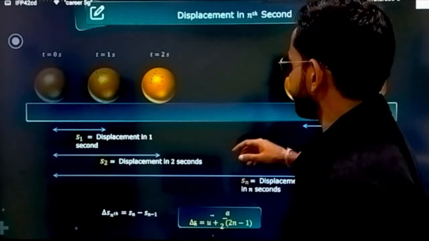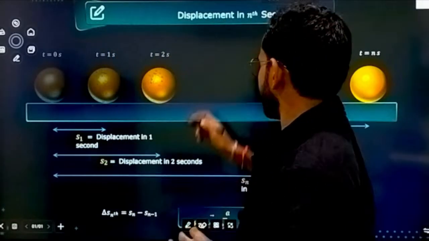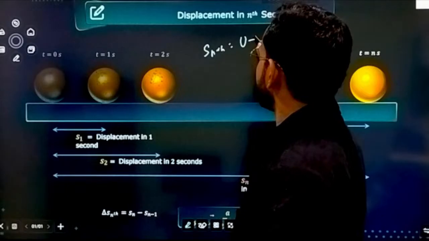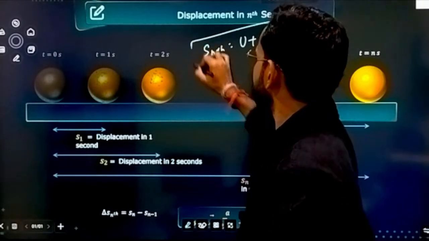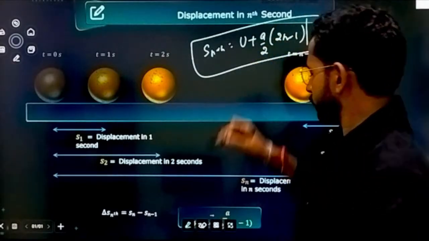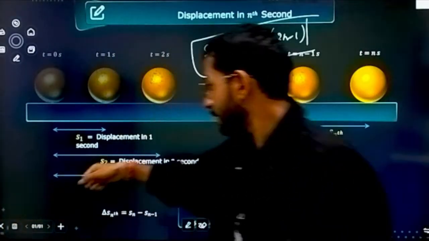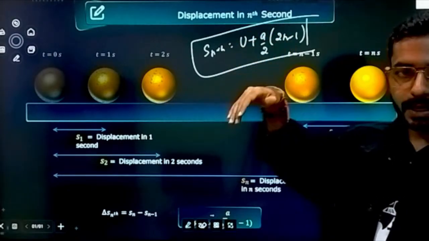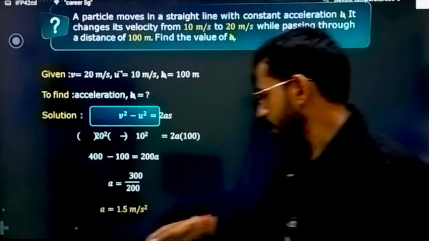So we have a direct formula for that. What is that direct formula? If you want to calculate displacement in the nth second, just simply do U plus A by 2 into 2n minus 1. This is the simple formula that you will be using for the displacement in the nth second. U is initial velocity, A is acceleration, and n is the second that you are asking about.